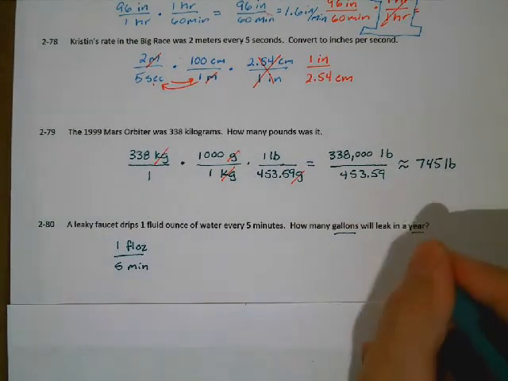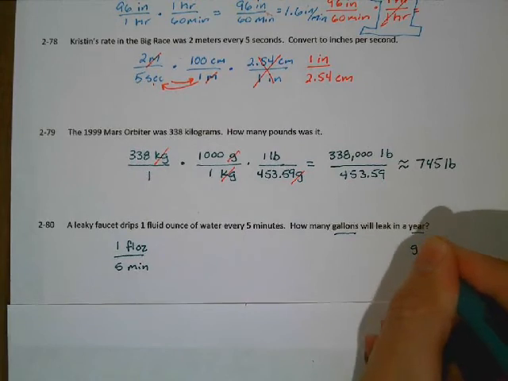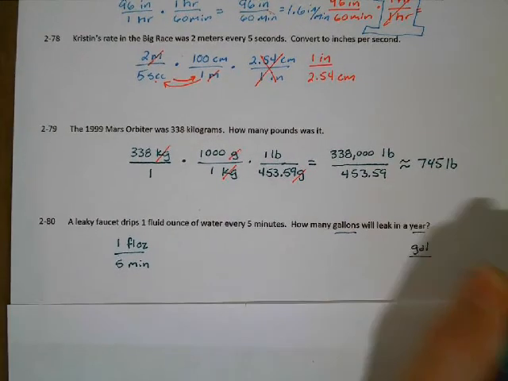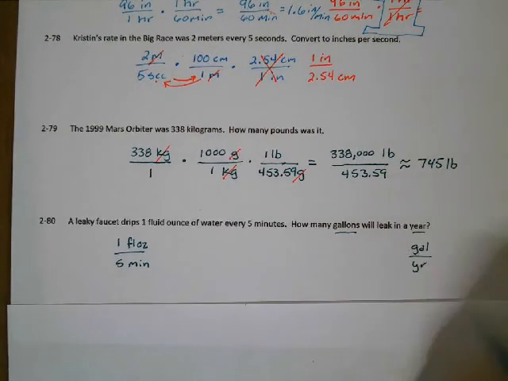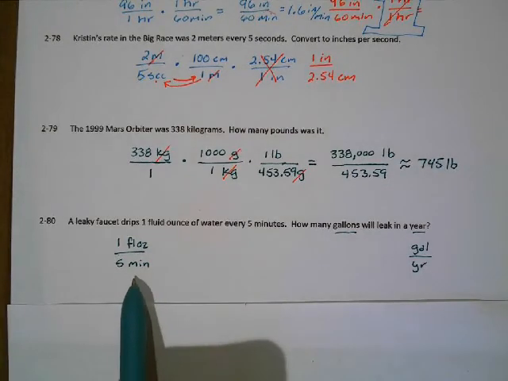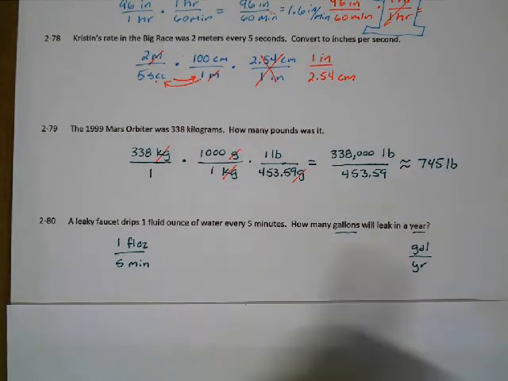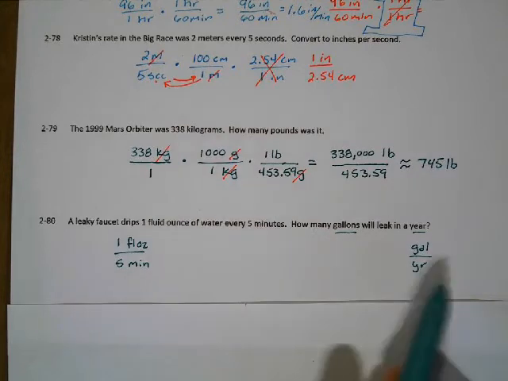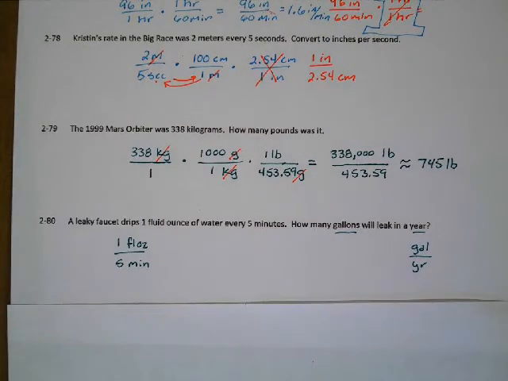So the end of yours should have gallons in the numerator and years in the denominator. So minutes needs to be converted to years, and fluid ounces needs to be converted to gallons. It's all in your conversion sheet. Work it out, and then I'll show you the answer. I'm going to pause in 5, 4, 3, 2, 1, pause.